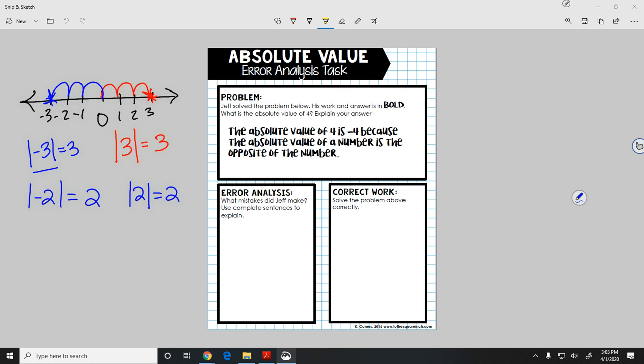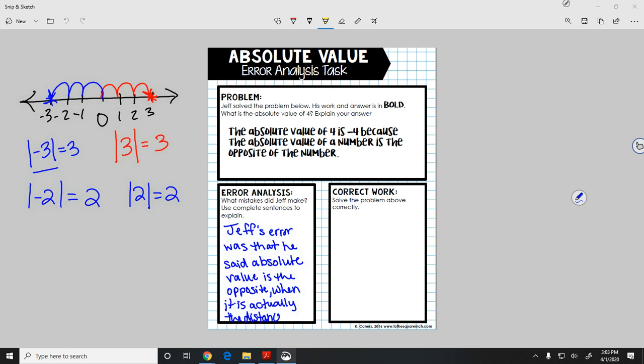So we could say Jeff's error was that he said absolute value is the opposite when it is actually the distance from 0.